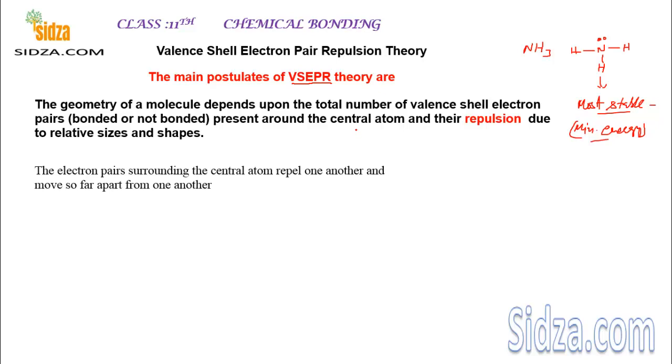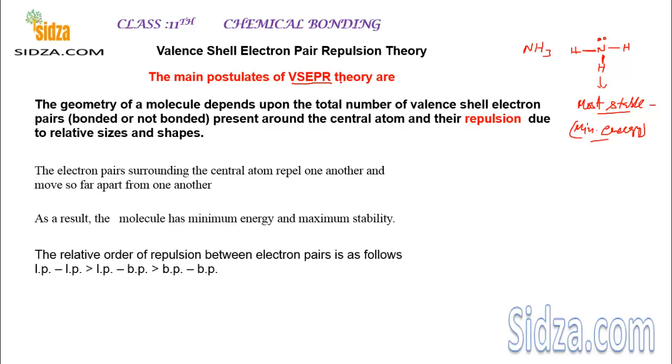When we look at the number of electron pairs, the bond pairs and the lone pairs around the central atom, according to the theory, these electron pairs repel each other. The lone pairs and the bond pairs around the central atom always repel each other, and because of that repulsion they will try to move apart from one another so that there is less repulsion. As a result, the molecule has minimum energy and maximum stability.